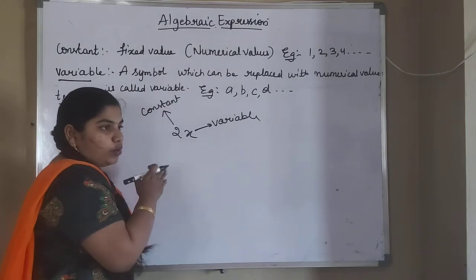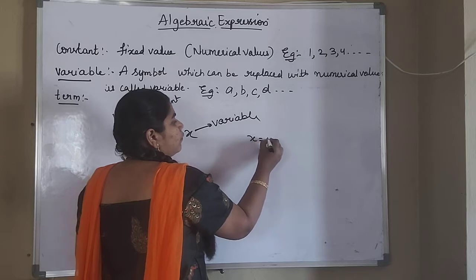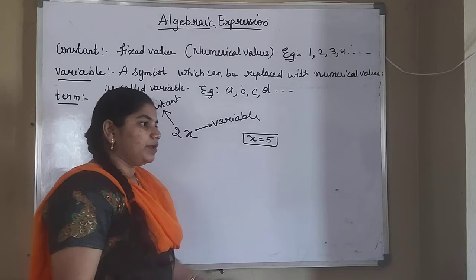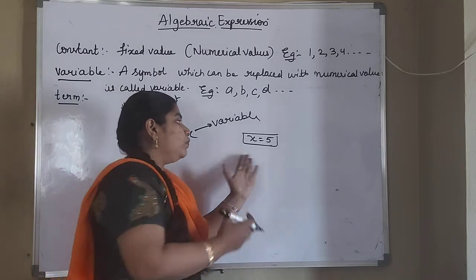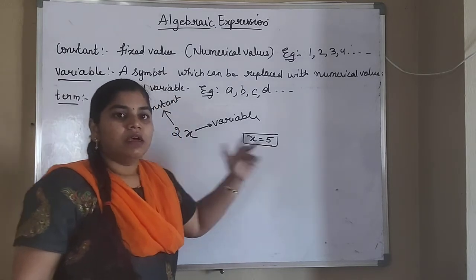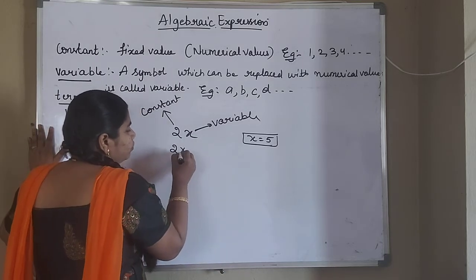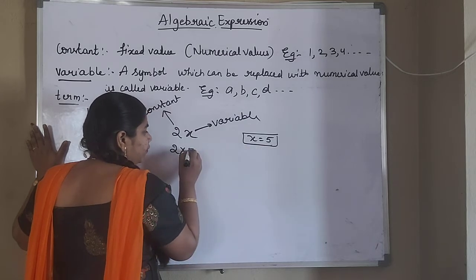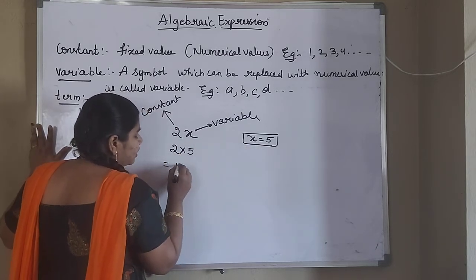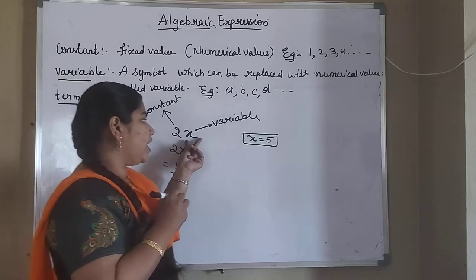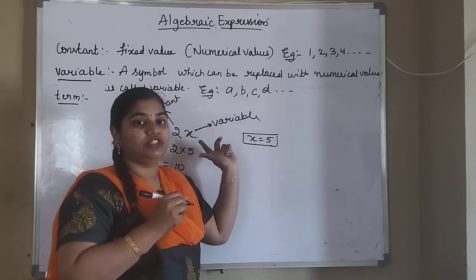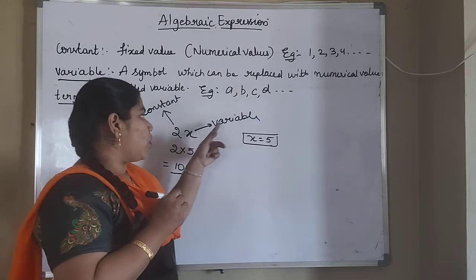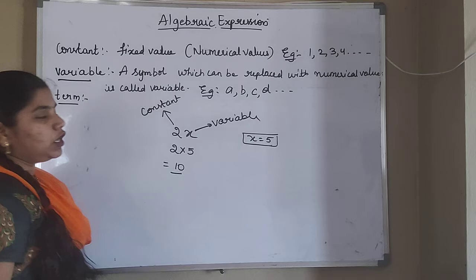Suppose I am taking here 2x and I say x is equal to 5. That means in place of x, you can replace the value as 5. So 2 into, in place of x, which value do we have to write? 5. So 2 5s is 10. So x has been changed with 5, that is a numerical number. So this x is called a variable and 2 is called a constant.